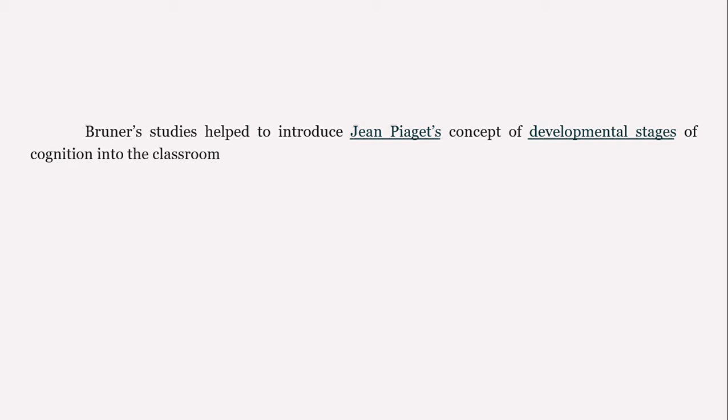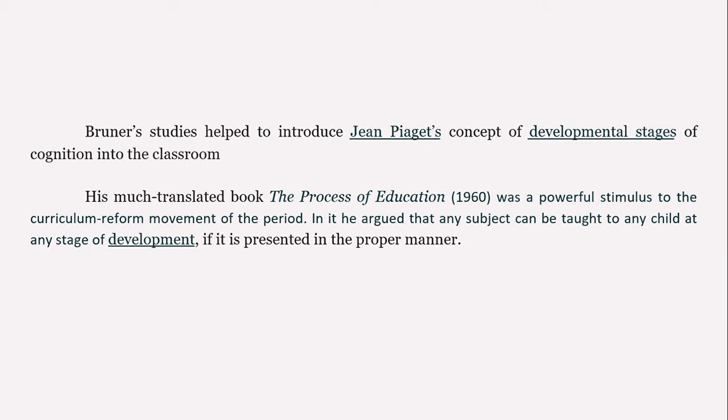So, his most translated book, The Process of Education, was full of stimulus for the curriculum reform of the period. But he argued that a subject can be taught to a child at any stage of development if it is presented in the proper manner.